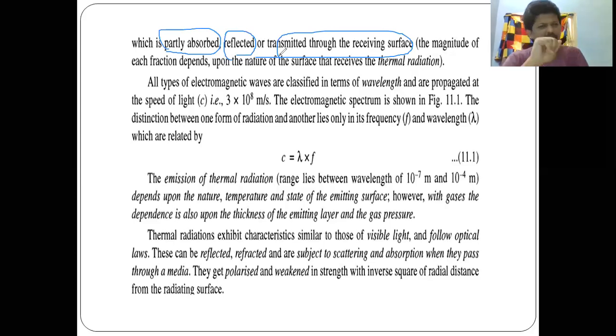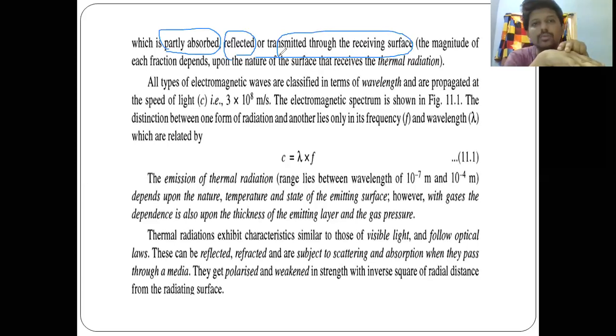These are the three things that may happen, and it depends upon the receiving surface, the material of the receiving surface, or the radiating surface material. This is what these three things can happen.